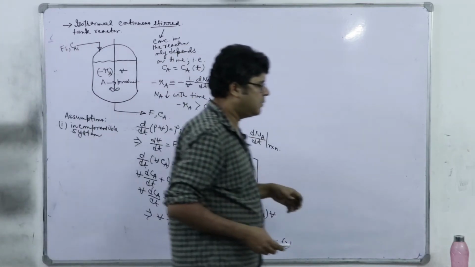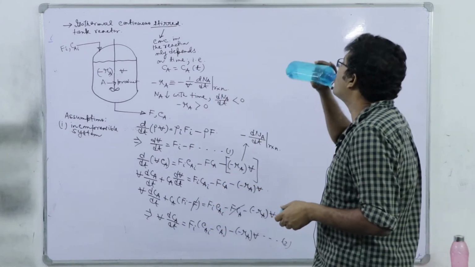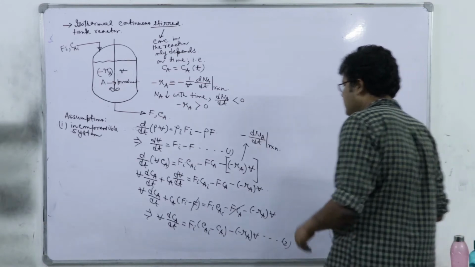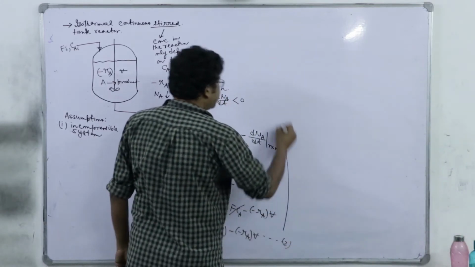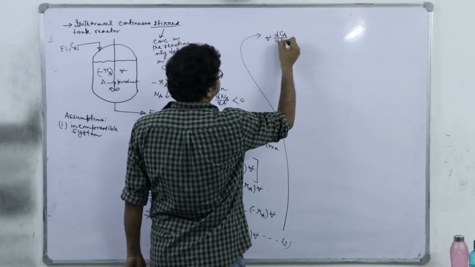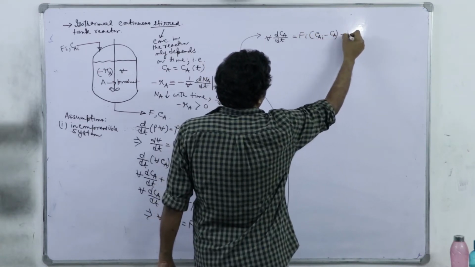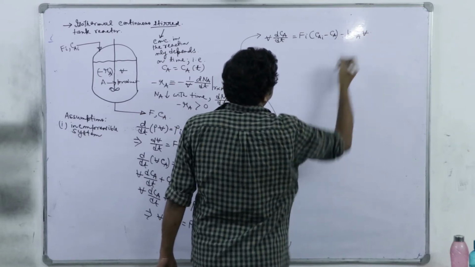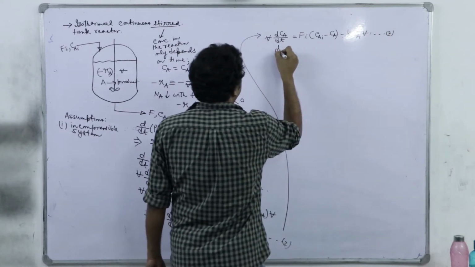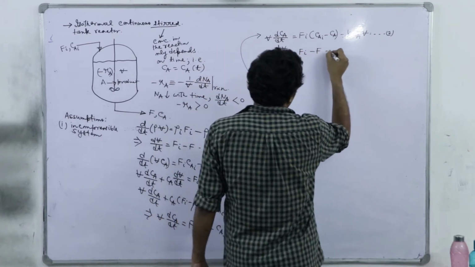What we can do is apply the rate law considering the kinetics of the reaction. Let us say it is a first order reaction. Okay. So, this is V into dCA/dt equals Fi (CAi minus CA) minus K into CA into V. So, that is equation 2, and dV/dt equals Fi minus F, that is equation 1.